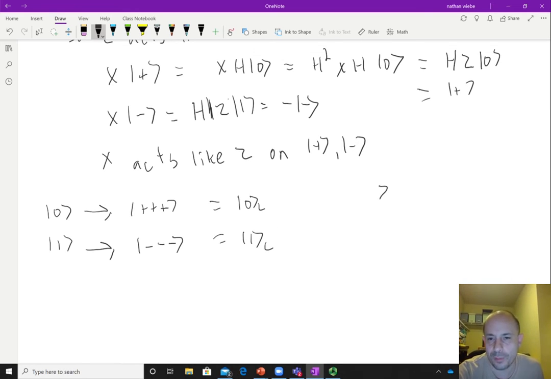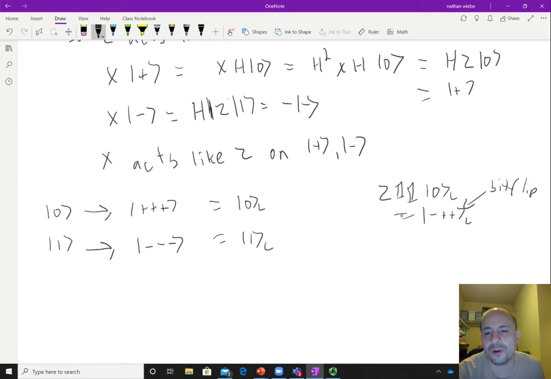And for example, if we have Z on the first qubit acting on 0 logical, then this ends up giving us minus plus plus. So it looks just like a bit flip. So we've used this in order to transform the phase flips, i.e. the Z gate applied to a particular quantum bit, to end up looking like a bit flip.